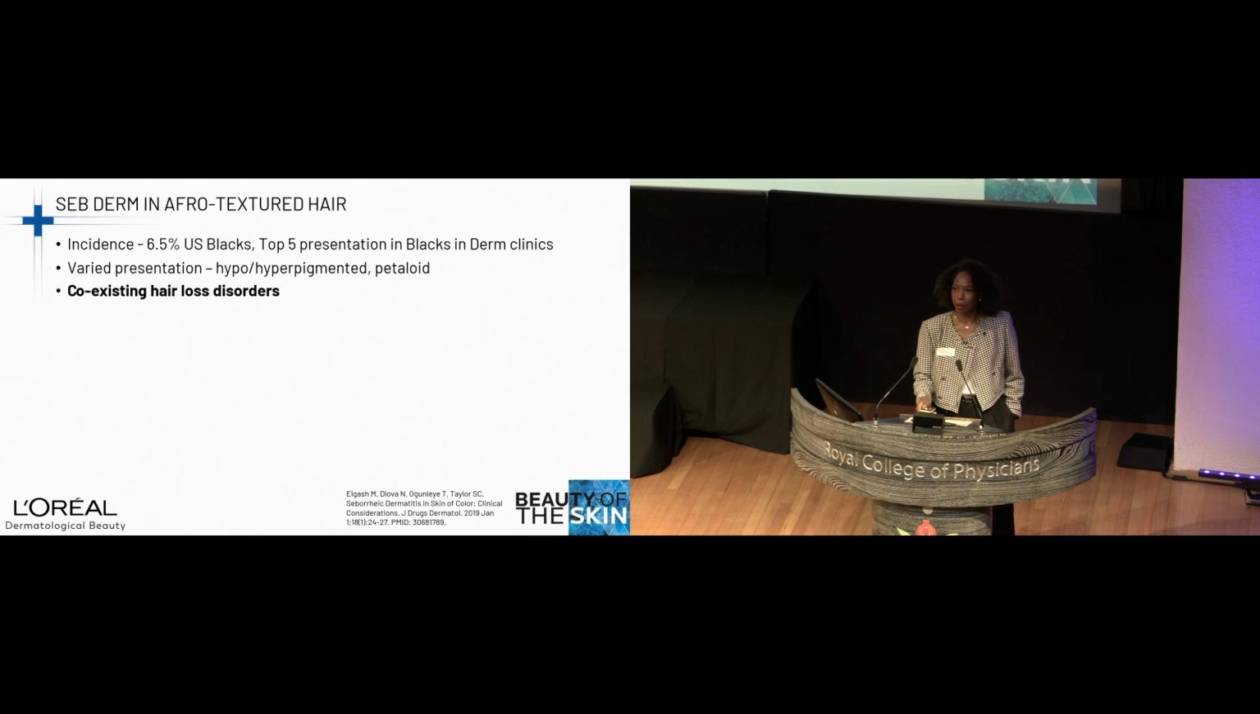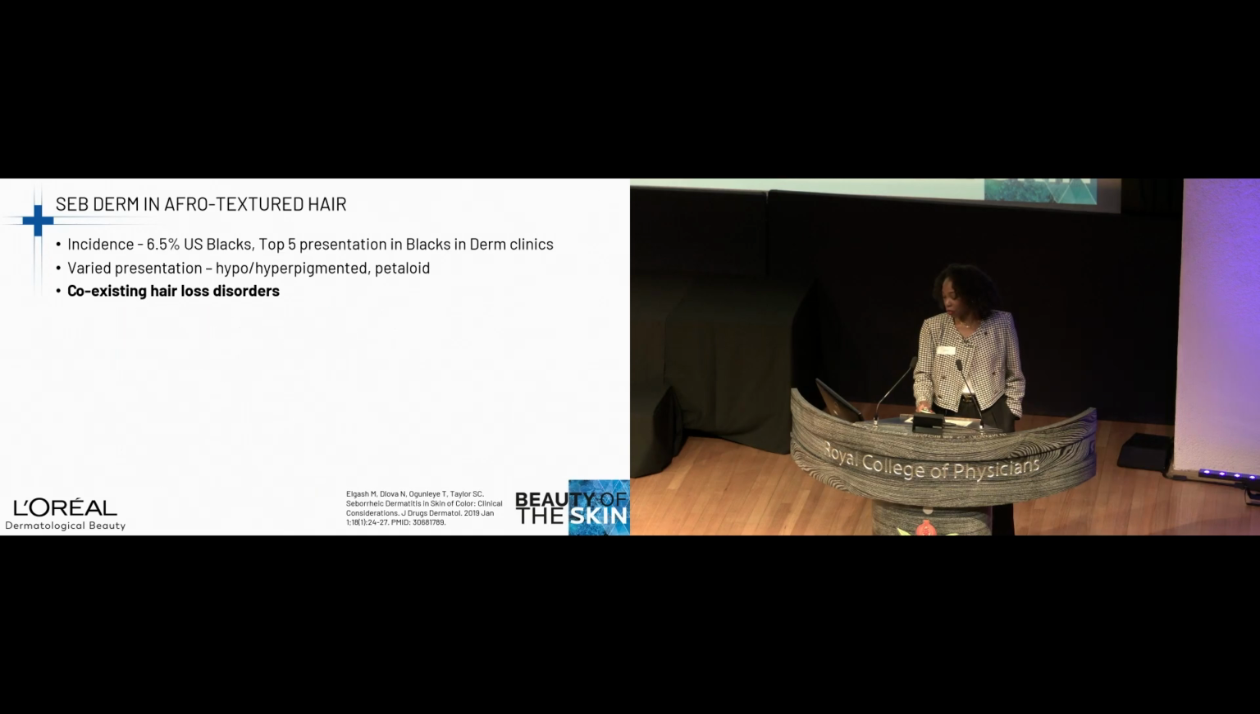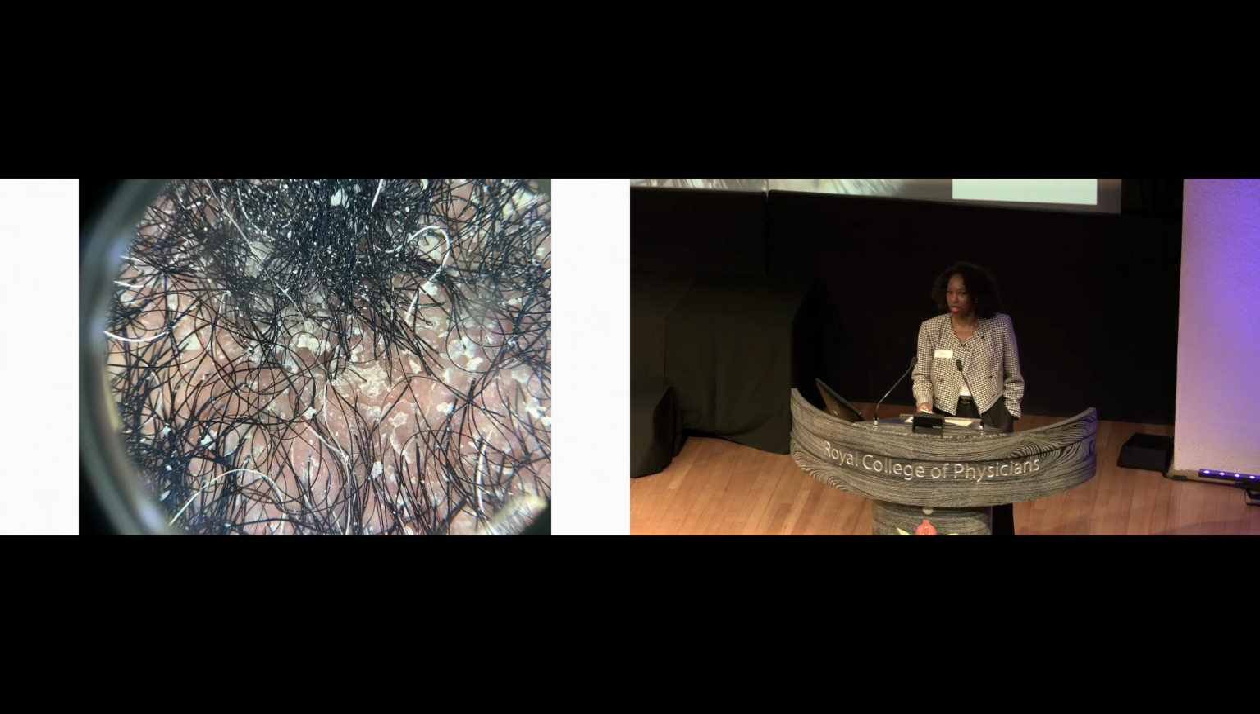Just remember there are varied presentations in darker skin tones, so we often see hypo- or hyperpigmentation. You can see these petal-shaped hypopigmented macules on the hairline or the forehead. And remember that there are often coexisting hair and scalp conditions. I rarely believe that there is just sebderm. I'm always looking for something else, because in my patients there usually is something else. So just remember that. Here are a few pictures of the nice sebderm that I see every day.